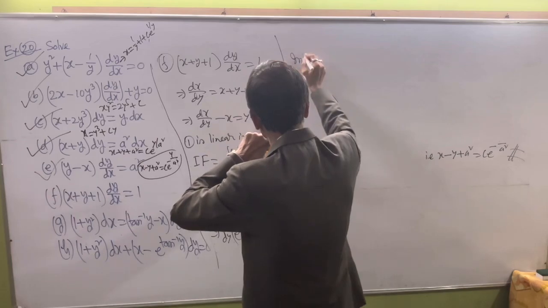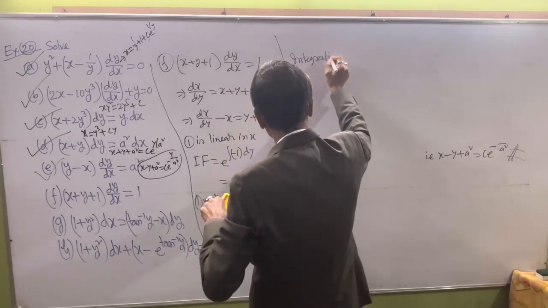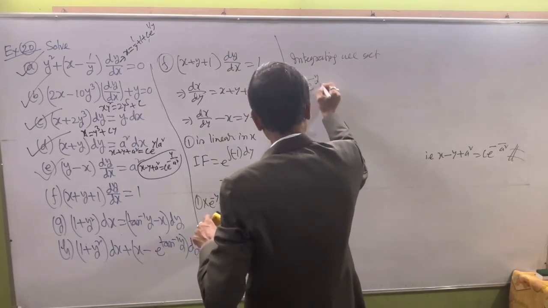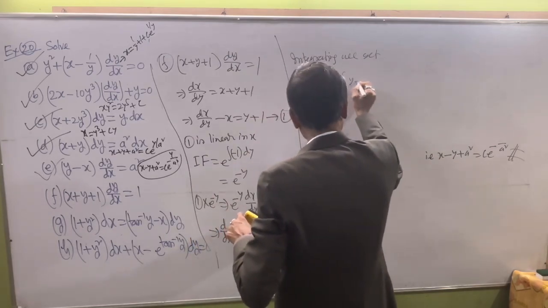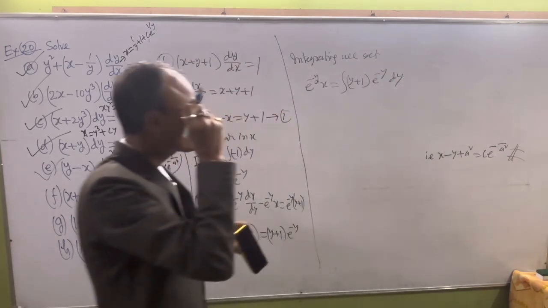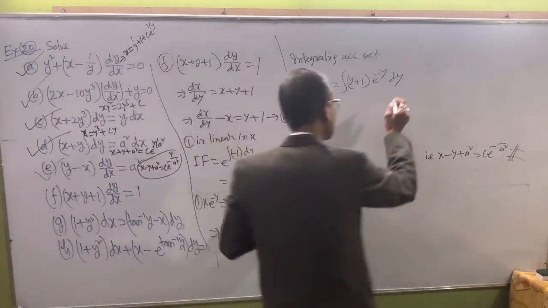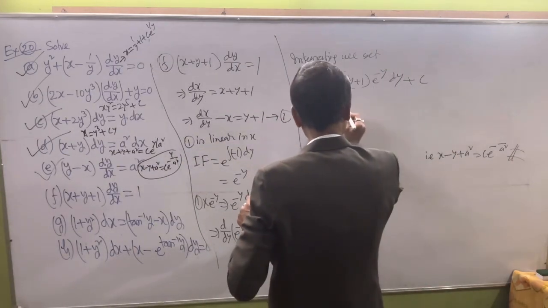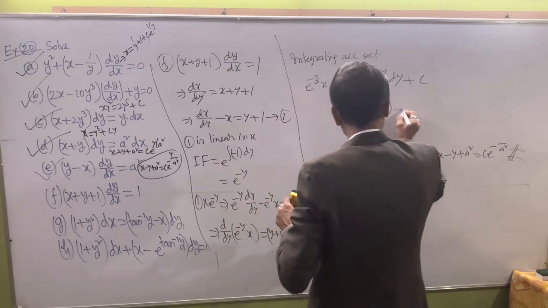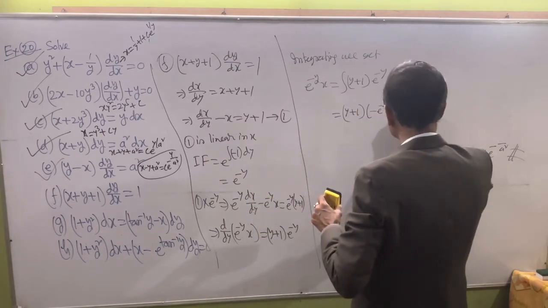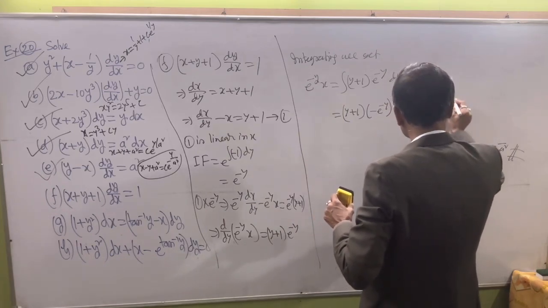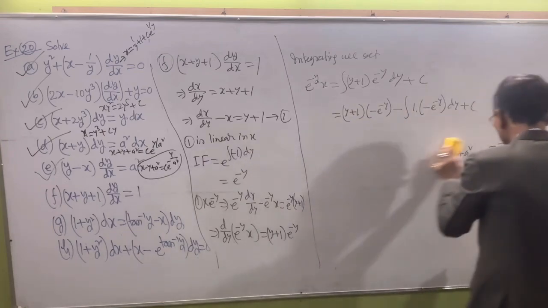Integrating, we get e to the power minus y times x equal to the integral of y plus 1 times e to the power minus y dy plus c. This is equal to first function into integration of the second function minus differentiation of the first function into integration of the second function, the integration of this whole integral.